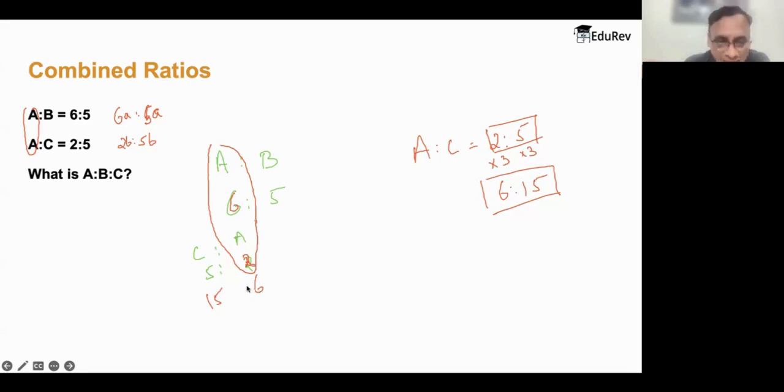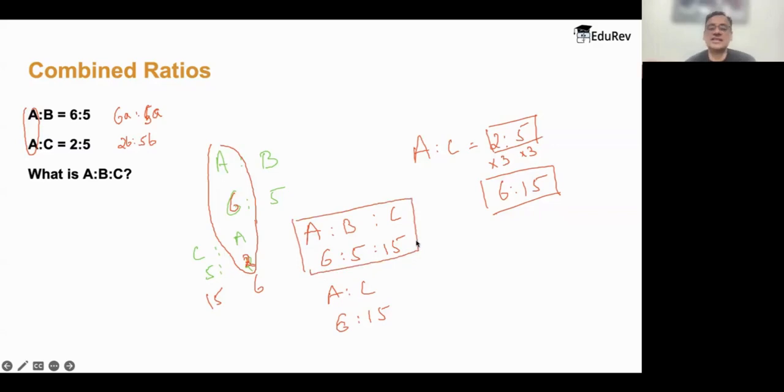And when A is same, then obviously I can combine them. I don't have to write them separately. So A is to B is 6:5. A is to C is 6:15. And now because they are same, I can write A is to B is to C as 6:5:15. Right? Because A has become same in both of them. Hence, this becomes my answer. The combined ratio is 6:5:15.